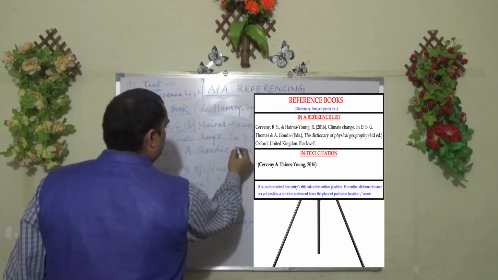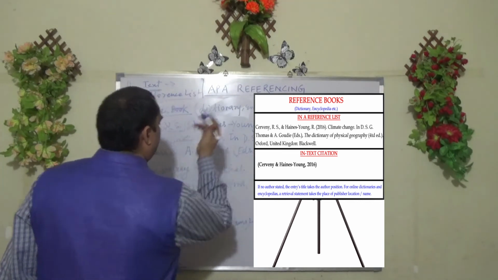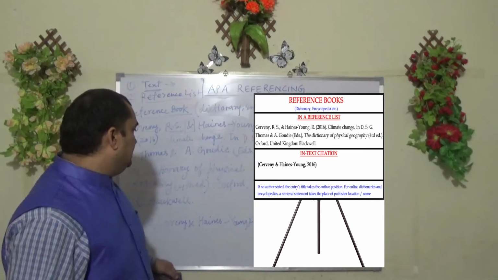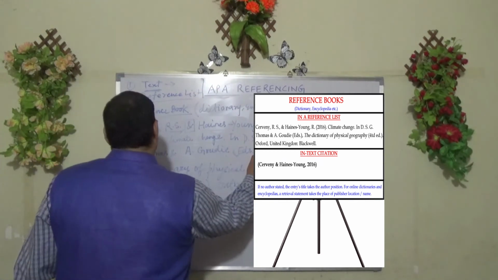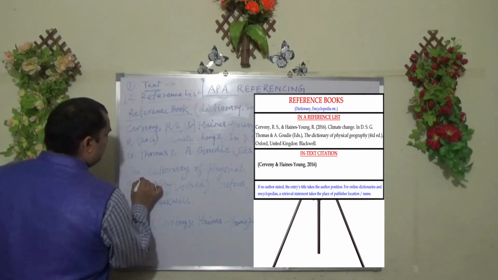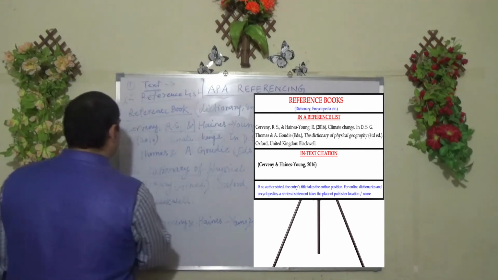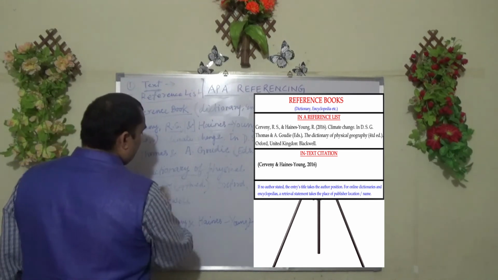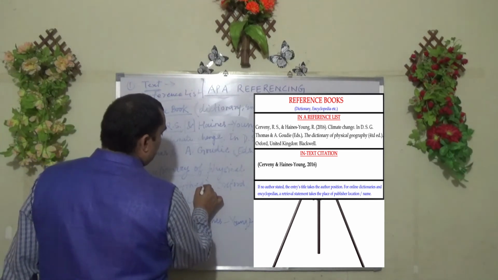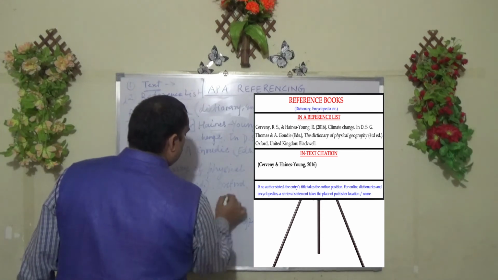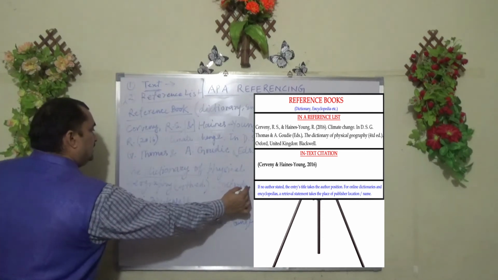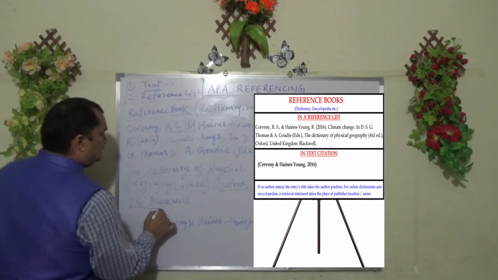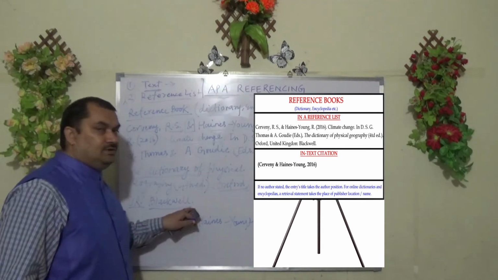Goudie, both are editors. So we add them as editors, like we discussed about the edited book chapter in an edited book, and then we add the comma, and in italics the dictionary name will come here, The Dictionary of Physical Geography, in brackets which edition, 4th ed., dot, bracket close, dot, where it was published, Oxford, comma, United Kingdom, dot, the publisher name is Blackwell, and then a full stop.